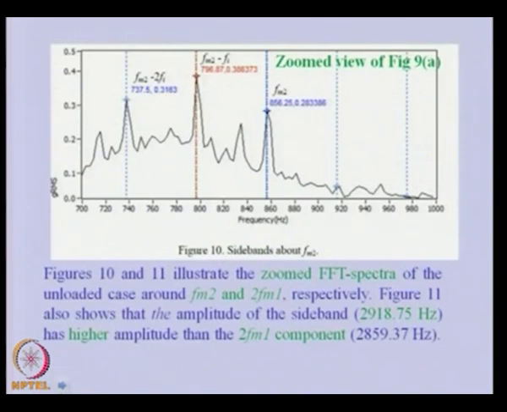This is basically the zoom view of the previous slide. Here you can see that this is FM2, there is a modulated frequency, that is the sideband FM2 minus Fi corresponding to the speed of the shaft, and this is FM2 minus twice Fi. So, these are the sidebands which are more predominant than the actual tooth missing frequency because of the severity of the fault.